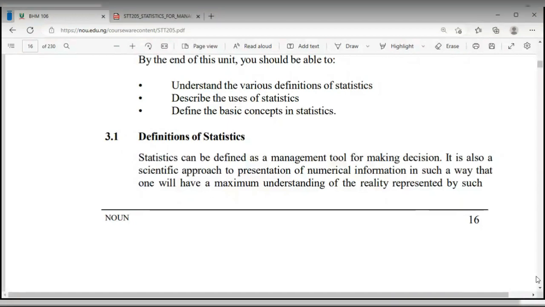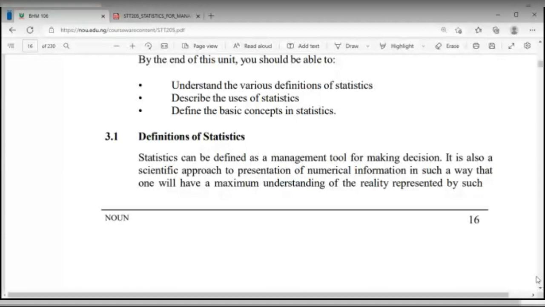So, definitions of statistics. We have here, statistics can be defined as a management tool for making decisions. In the introduction, we saw different explanations on how decisions are being taken, examples of decisions, and it's not just about decision. They talk about the information which actually helps you in taking decision, and the vastness and the huge quantity of information out there, how they need to be sorted and gathered. All these are part of statistics.